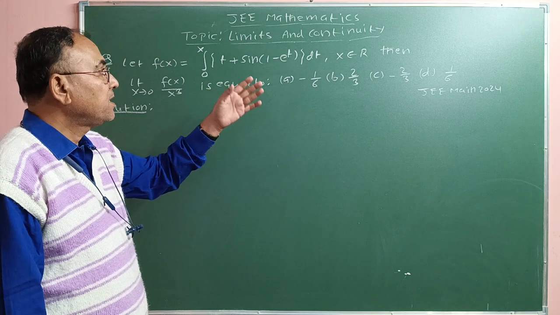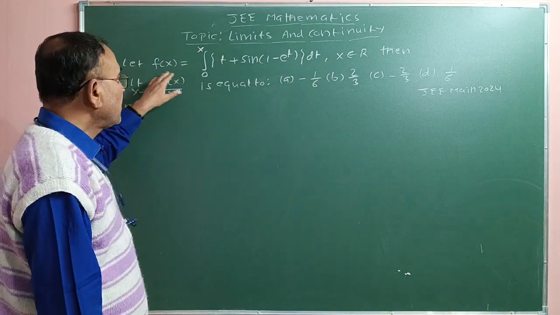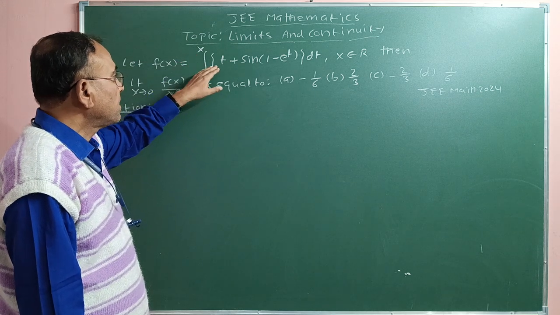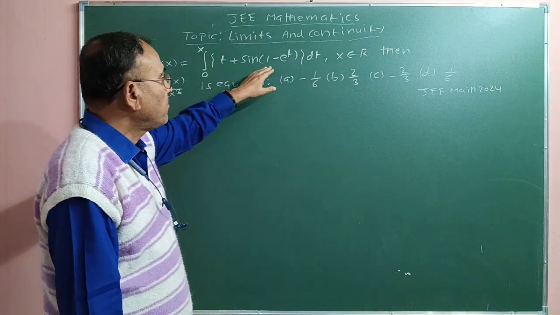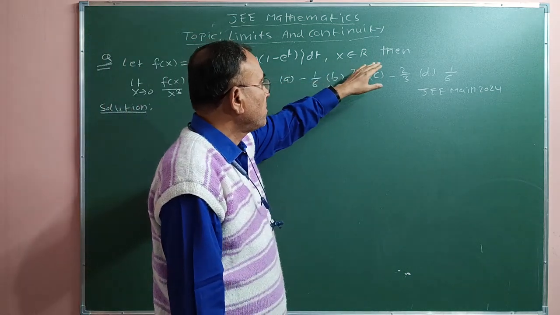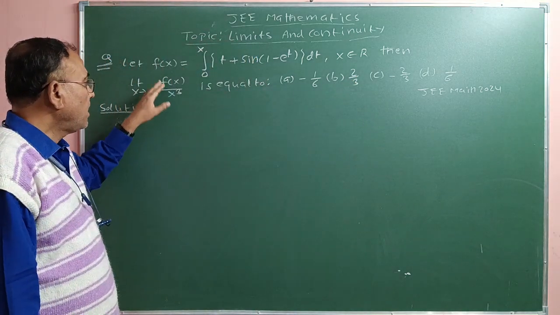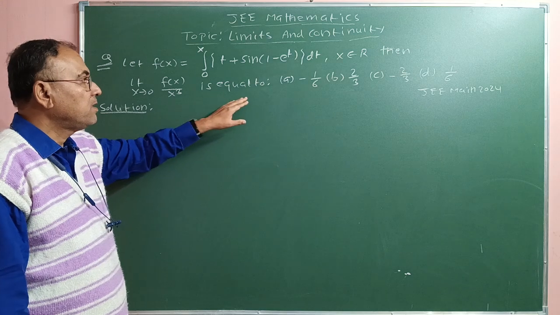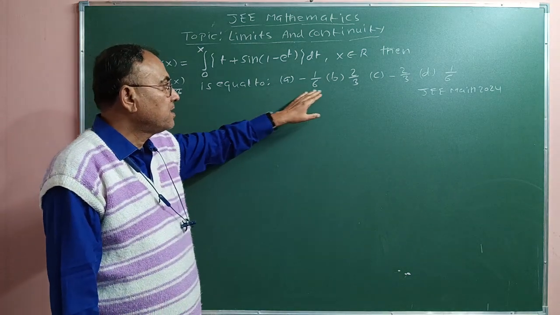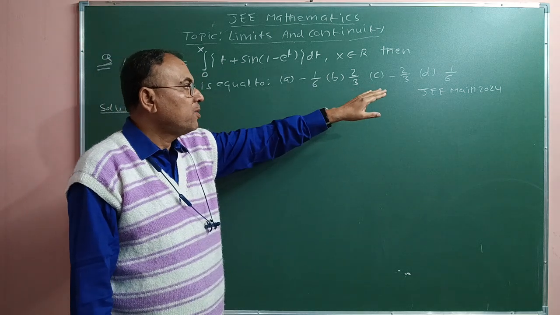Topic: limits and continuity. Here there is a question. Let f(x) equal integral from 0 to x of t plus sin(1 minus e^t) dt, x belongs to R. Then limit x tends to 0 of f(x) upon x cube is equal to. Option 1: minus 1 by 6, option 2: 2 by 3, option 3: minus 2 by 3, option 4: 1 by 6.